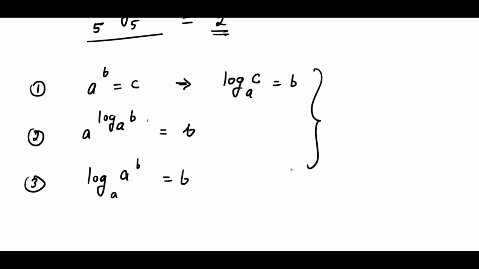Write down these three results. I will give you one problem based on this. A power b is equal to c means log of c to the base a is equal to b. A power log of b to the base a is equal to b. And log of a power b to the base a is equal to b. These are the three results. Take down these three results.